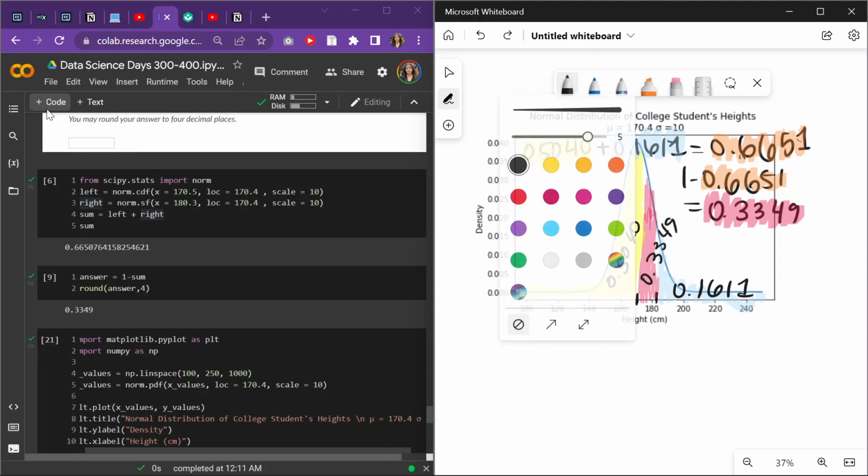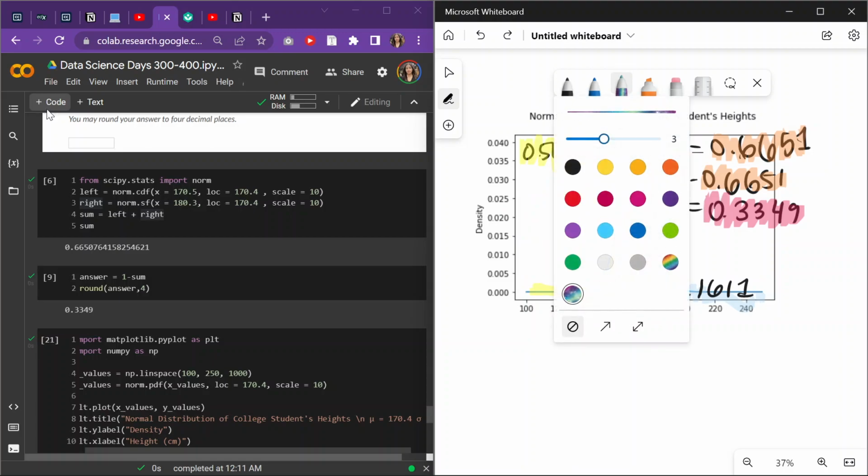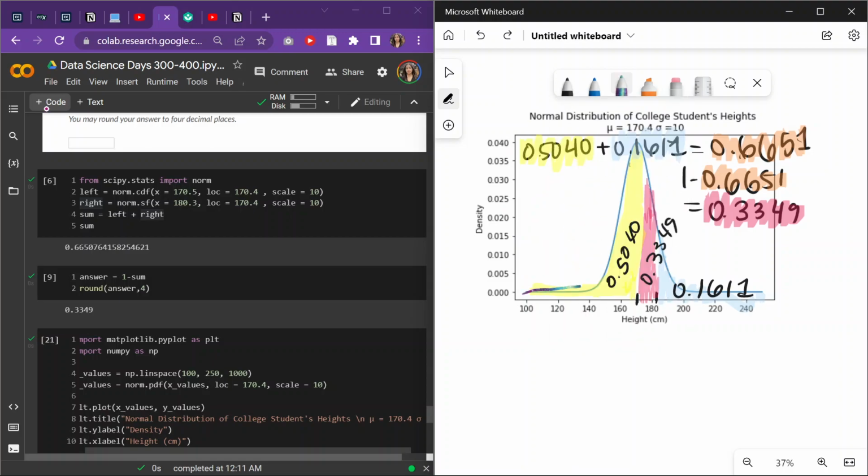How would I? Maybe glitter? Should I use glitter? It's the whole thing. That's how I'm representing the whole thing. All right, that's 1. Okay. So that's the whole thing.